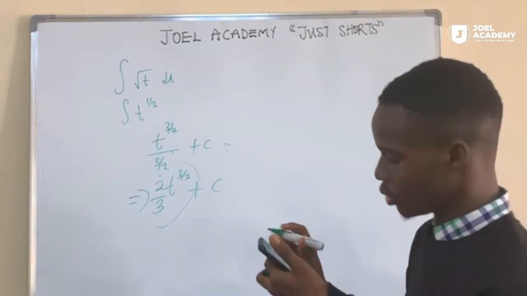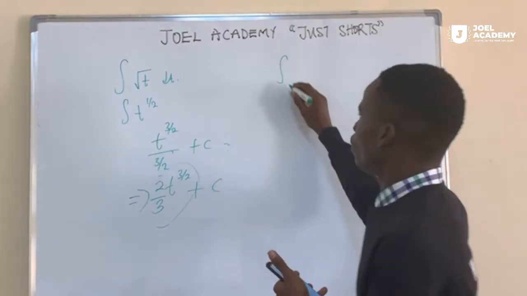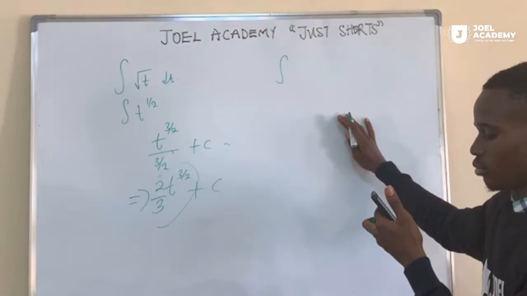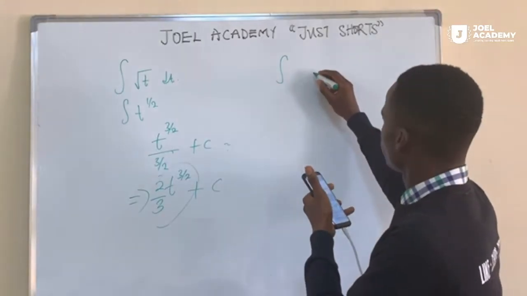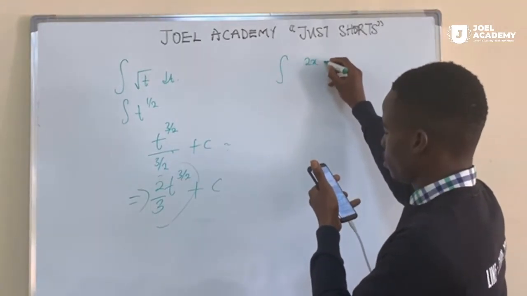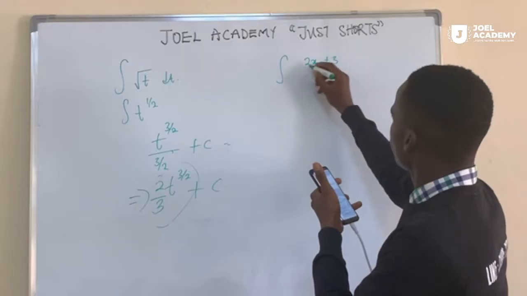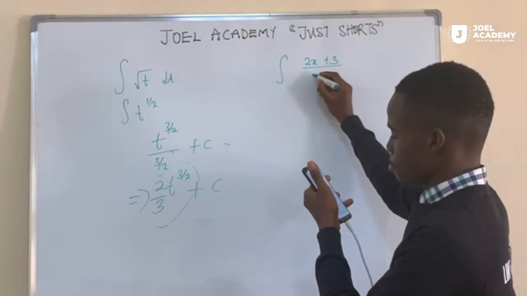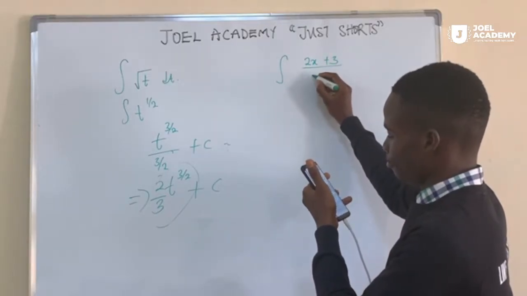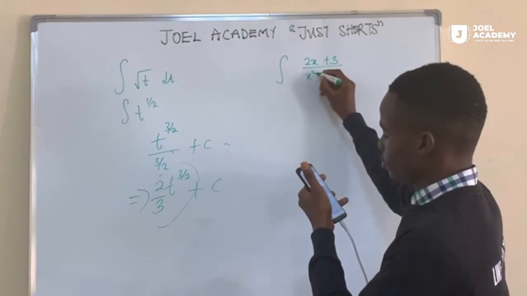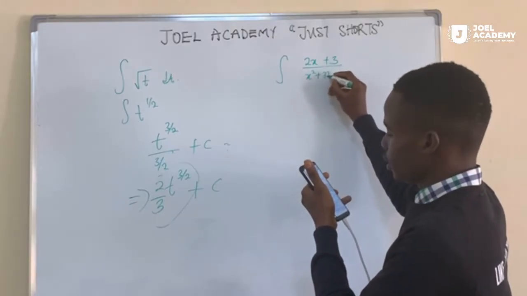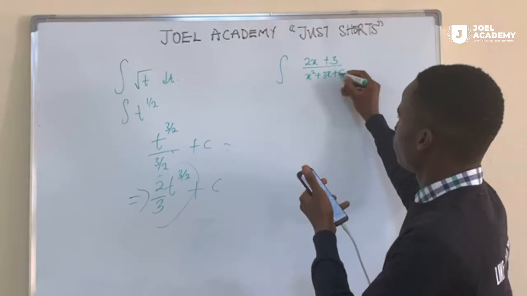So now we have this question. Integral of 2x plus 3 over x squared plus 3x plus 5 dx.